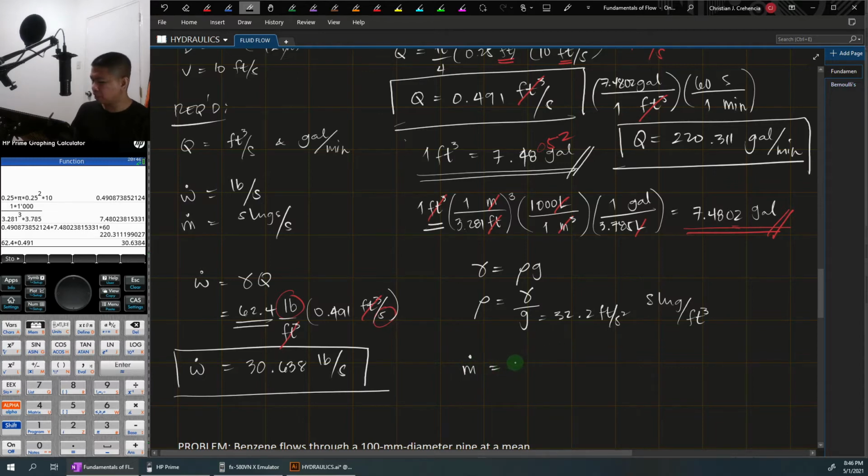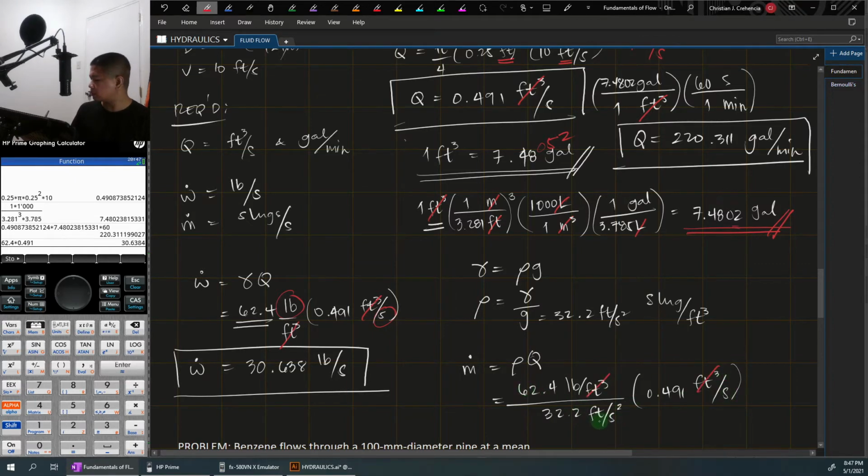So solving for the mass flow rate, again, yung formula natin is the density times the discharge Q. Pero yung density is the unit weight na 62.4 pound per cubic foot, then divided by 32.2 feet per second squared. Then this will be multiplied by 0.491 cubic foot per second.